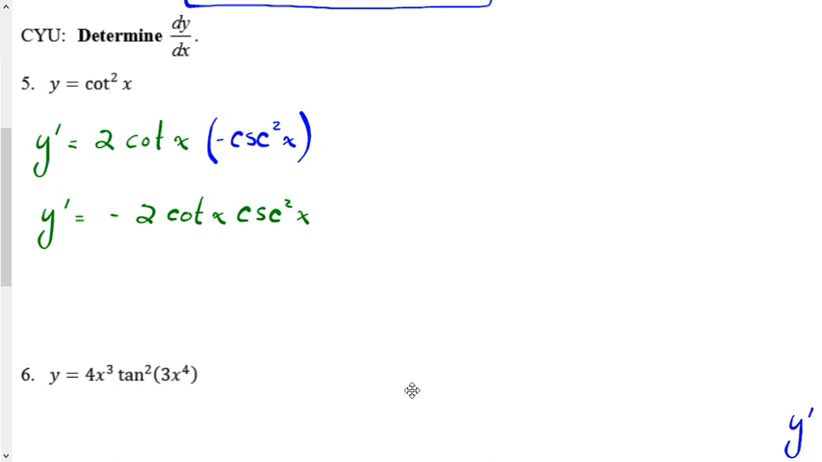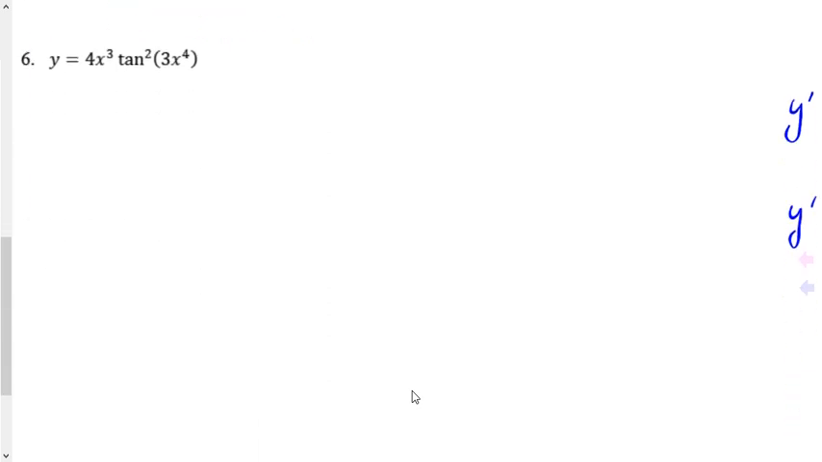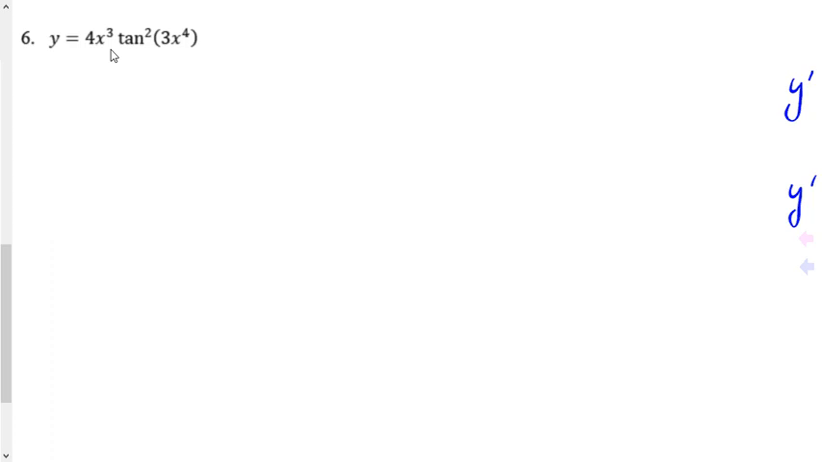Question number 6. This is a fairly complex one. We have the product of 4x cubed times the tangent function, and then when we do the derivative of the tangent function, we're going to need the chain rule multiple times. First we have the function squared, then the next layer in is tangent, then the next layer in is the 3x to the 4th.